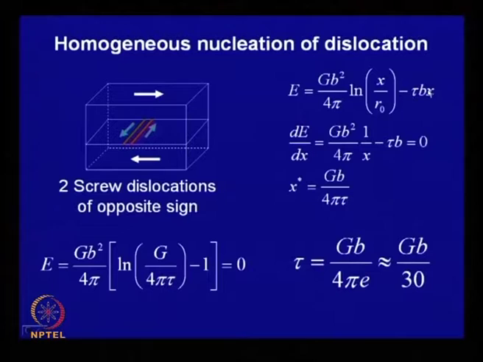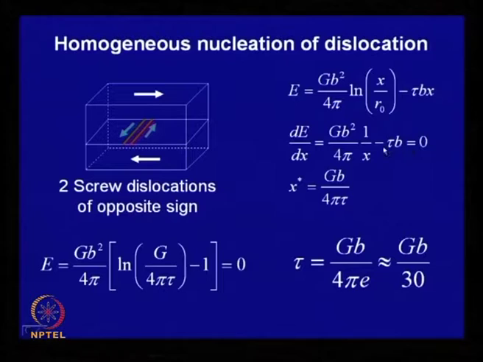So, this is the work done. So, this is the total work done. Now, if you differentiate and find out what is that maximum energy which has to be supplied to create this pair of screw dislocation of opposite sign. So, you differentiate this to find out at what separation distance the magnitude of this energy is maximum.